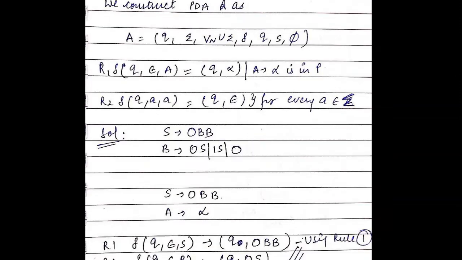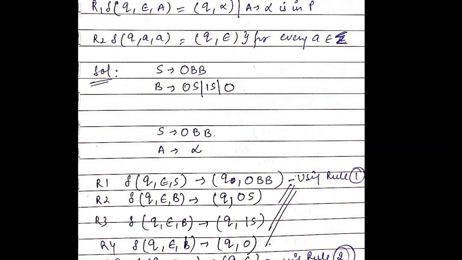We can easily understand it with the help of an example. The grammar is S tends to 0BB, and B tends to 0S, 1S and 0. As per rule number 1, the first transition will be delta(q, null, S) = (q, 0BB). Then for the non-terminal B, using the same rule, delta(q, null, B) = (q, 0S), and similarly for B tends to 1S we write (q, 1S). For the terminals 0 and 1, delta(q, 0, 0) = (q, null) and delta(q, 1, 1) = (q, null).